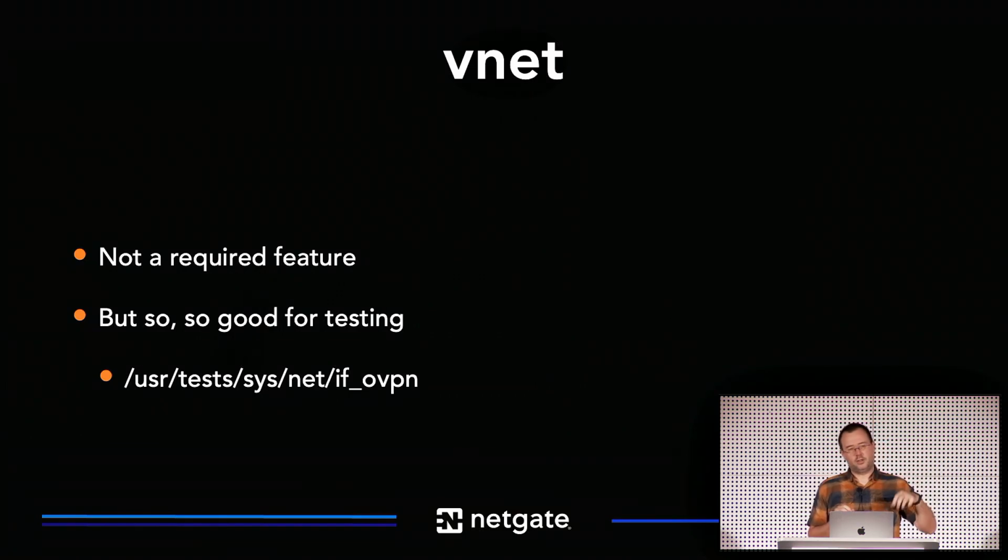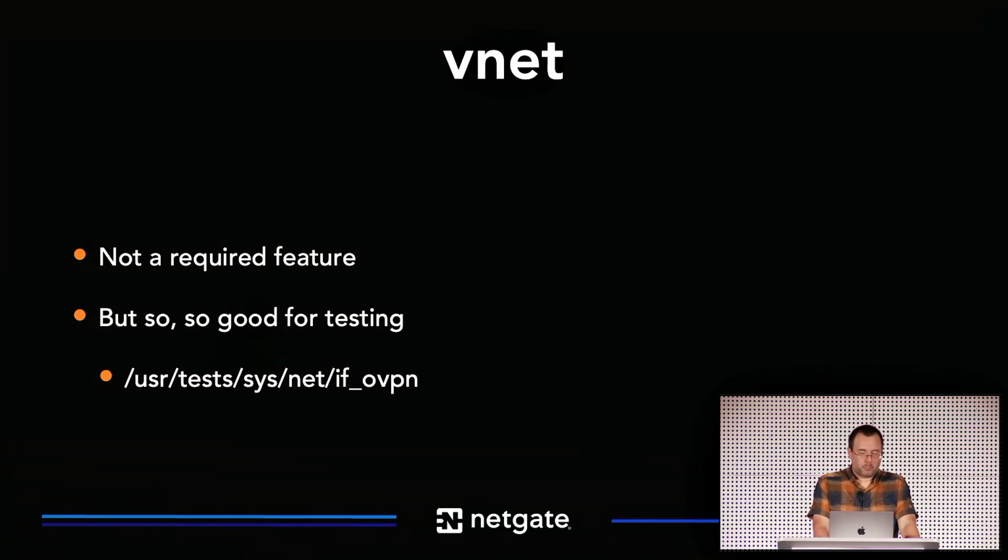It means that we can stand up VNet jails on a FreeBSD machine and make them speak OpenVPN to each other as if they were different machines on different networks. It makes testing so much easier. For those of you who happen to have a FreeBSD machine around, tests/sys/net/if_ovpn is where those tests live. If you didn't catch Igor's talk, I also did a talk about automated firewall testing, which goes into detail about how all of this VNet stuff works. That was presented at OpenFest back in 2020.